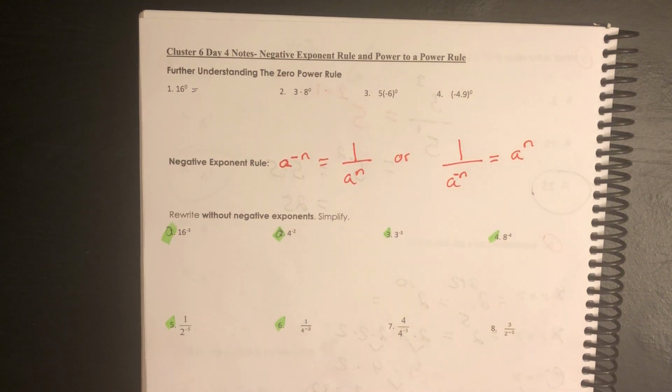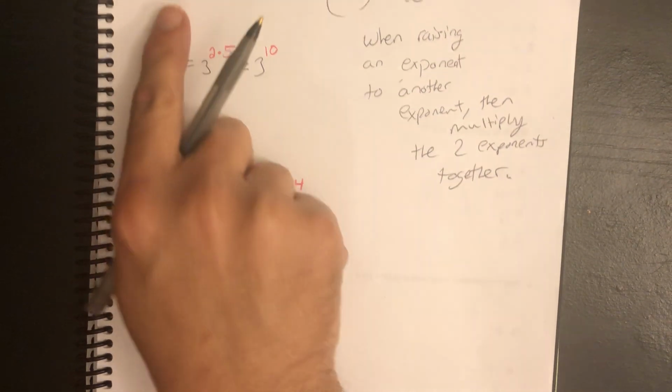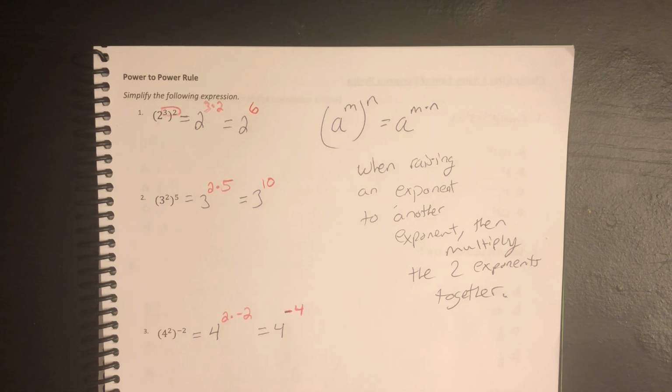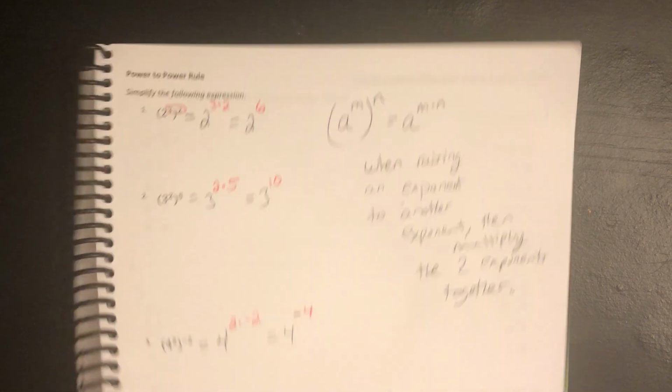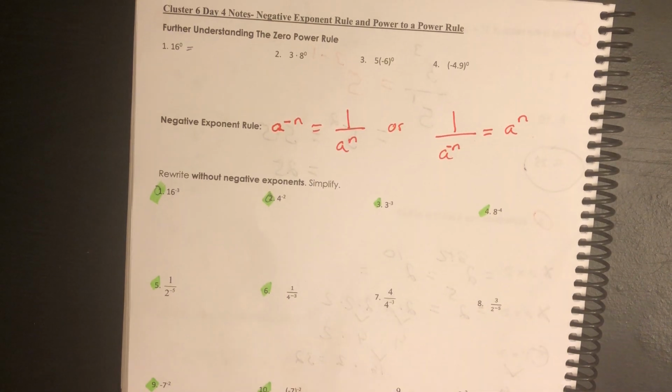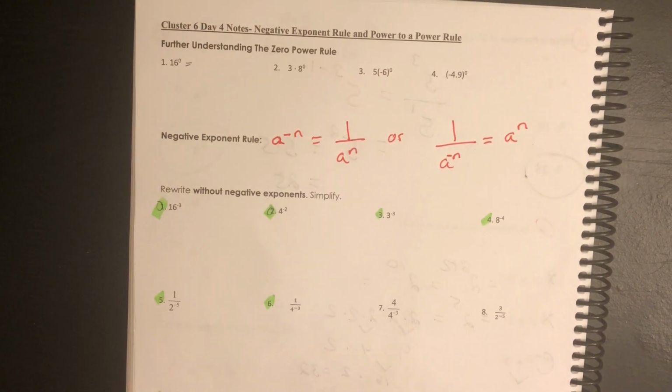Hey guys, so today we're going to move on to Cluster 6, Day 4, Part 2 notes. If you remember in the previous lesson, we talked about Part 1, which was the power to a power rule, okay? And what we're going to do is do that first half, which is Part 2 for today, okay? So before we get into the negative exponent rule, which is what today's lesson is on, we are going to talk about the zero exponent rule and basically review.